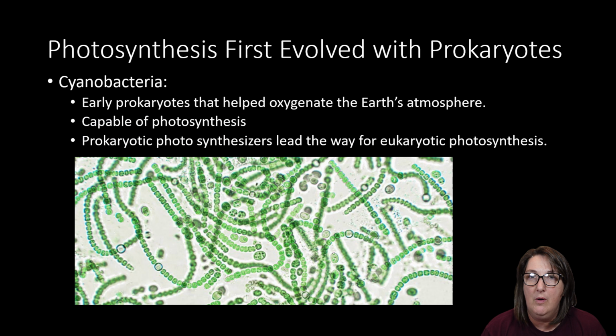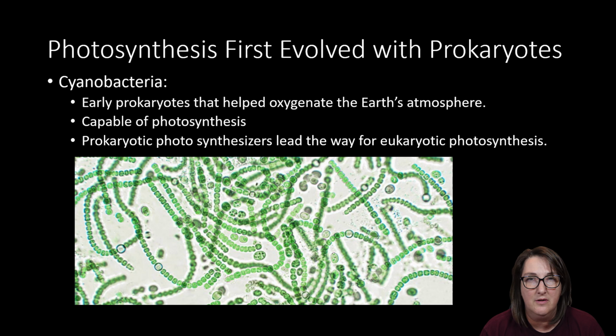Photosynthesis first evolved with what were called prokaryotes, and the first one we need to talk about is cyanobacteria. These are the early prokaryotes that help to oxygenate the Earth's atmosphere, and this produced oxygen for other organisms that eventually became heterotrophs that had to have oxygen. Cellular respiration is going to help with that.